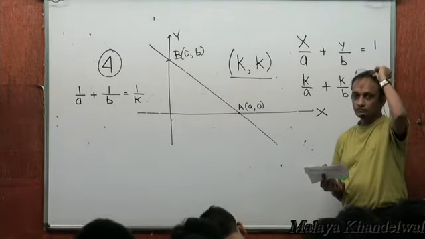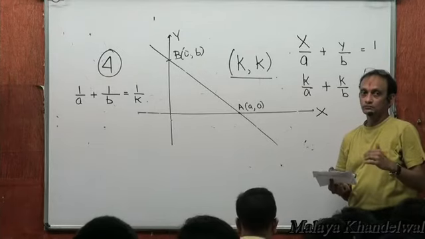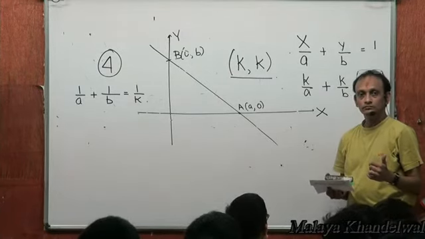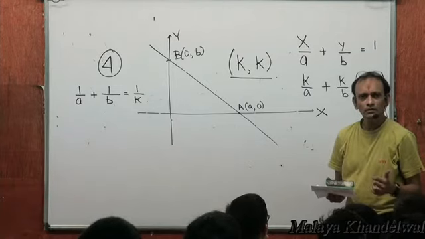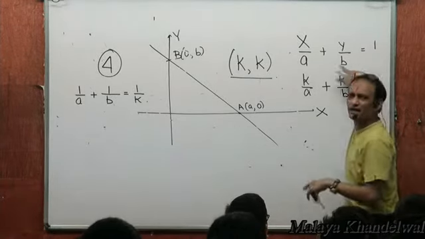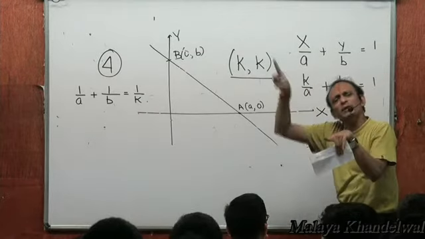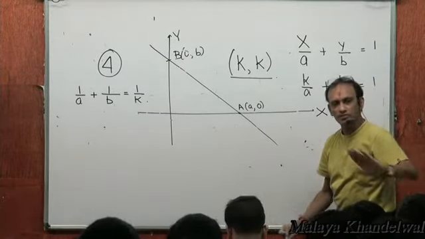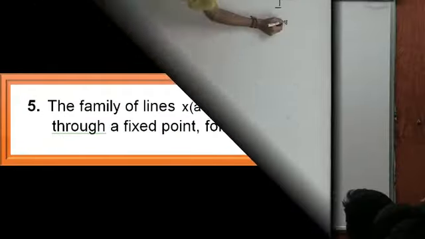Sir, if you have taken the constant 1 by? No. Then this would have become 1 by k and 1 by k. Then the point of concurrency would be 1 by k comma 1 by k. No, certainly not. That's perfect. That's absolutely perfect.